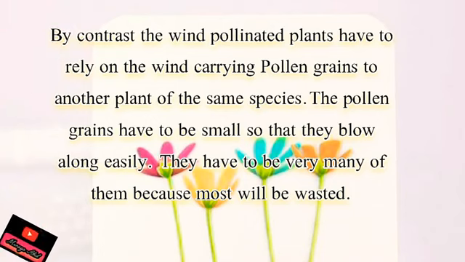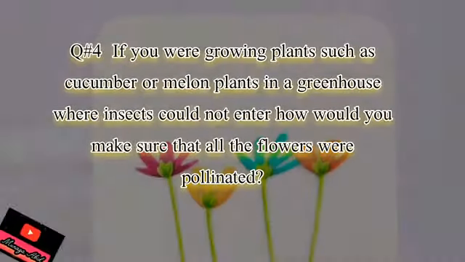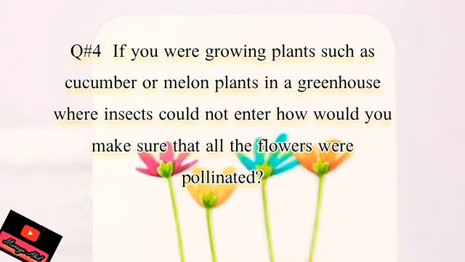It is also obvious that you can also put your bright ideas here. Right? Now we will do question number 4. If you were growing plants such as cucumber or melon plants in a greenhouse where insects couldn't enter, how would you make sure that all the flowers were pollinated? Okay? Have you written this question with a blue marker neatly in your journals? Okay. Now answer. Guess the answer. What will be the answer?